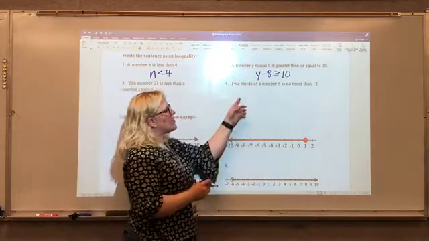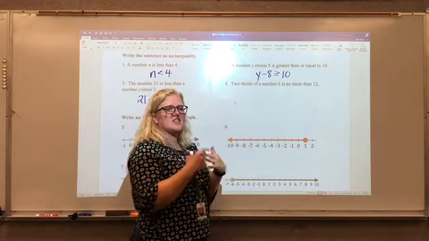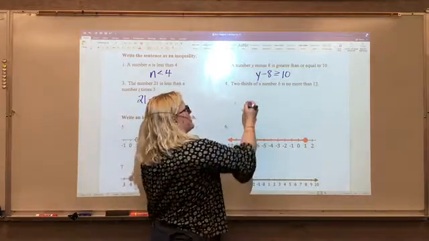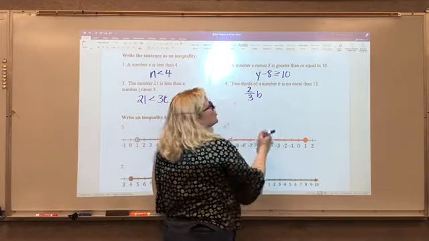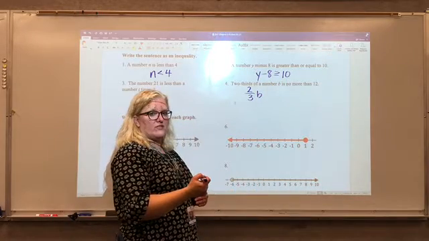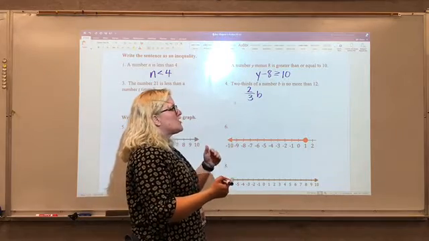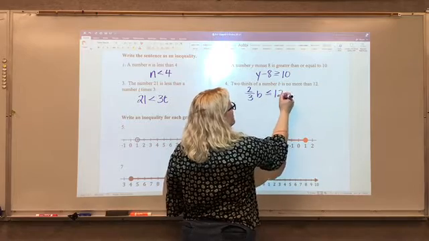And then 2/3 of a number b is no more than 12. So when we say 2/3 of a number, we mean 2/3 times a number. So 2/3 of a number b is no more than 12. Okay, so it can't be more than 12. So it's got to be less than or equal to 12.